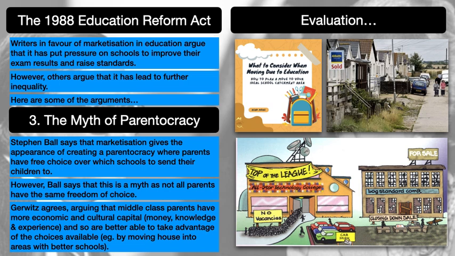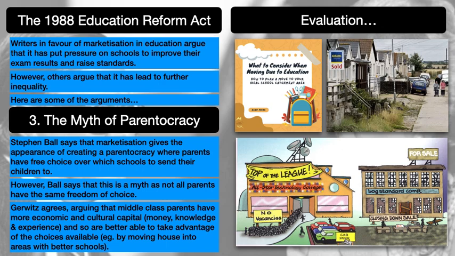Gewirtz argues that middle-class parents have more economic and cultural capital, money, knowledge, experience, and so, of course, they're better able to take advantage of the choices that are available. For example, in an extreme situation, they may even be able to move house into an area where there is a better school.